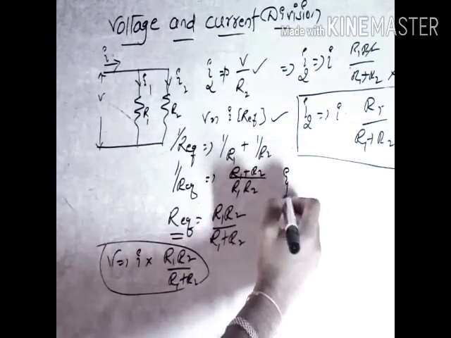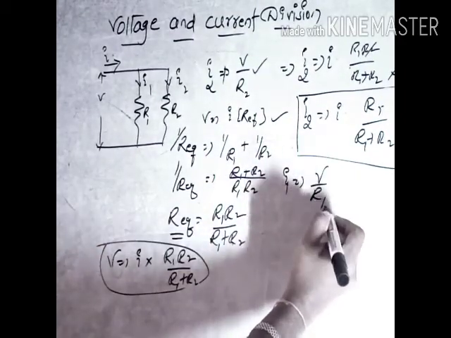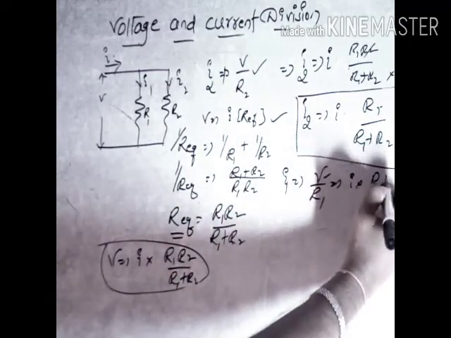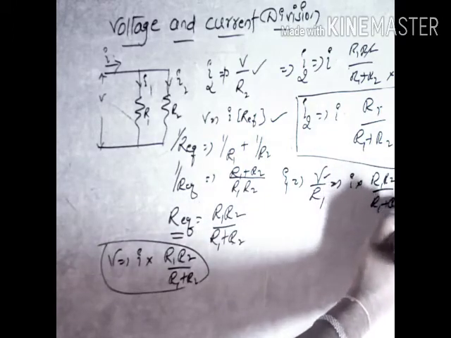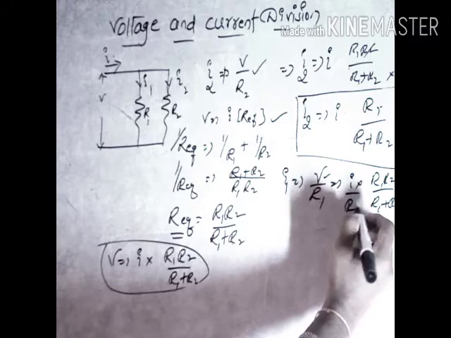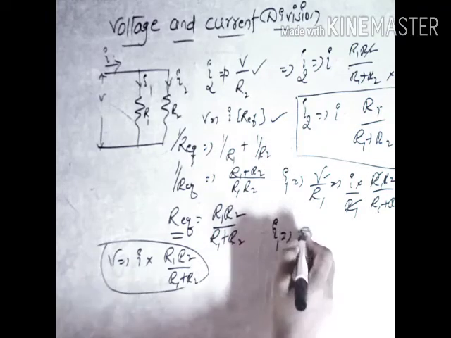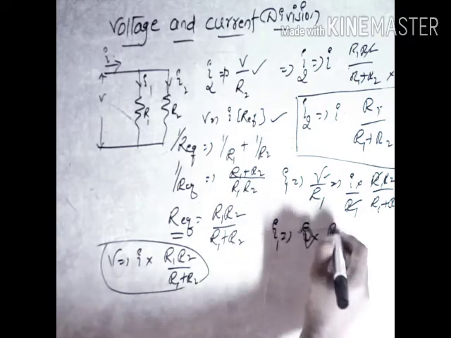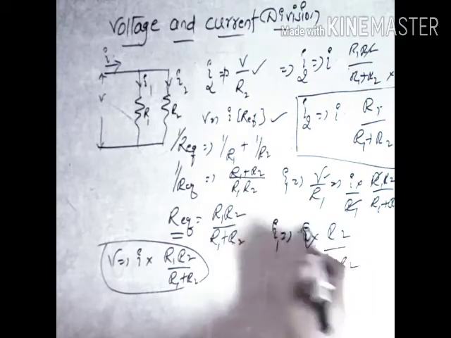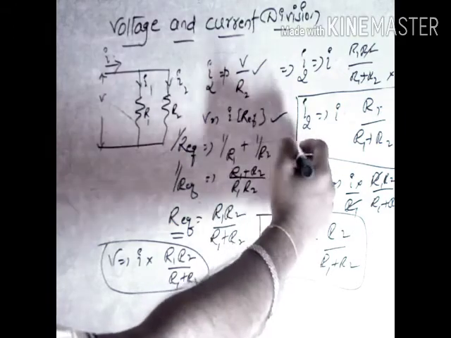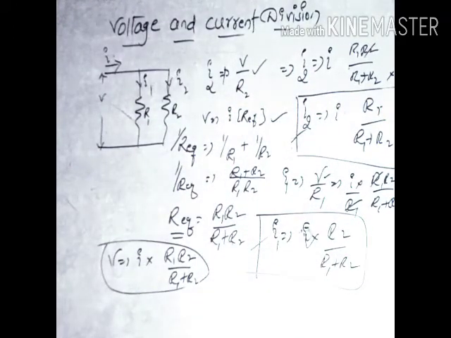Similarly, the current through element R1, I1 equals V by R1, where V can be written as I into R1 R2 by (R1 plus R2), divided by R1. R1 gets cancelled, and I1 equals I into R2 by (R1 plus R2). This is the equation for the current through element 1. So these are the currents when parallel circuit elements are given. To calculate the current through any element using the current division process, this is it. These are the shortcut equations.